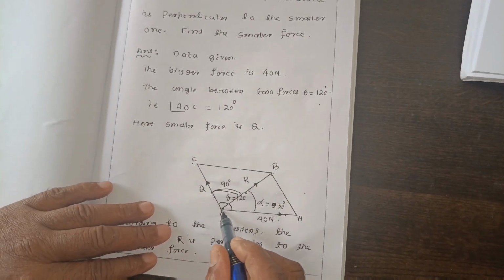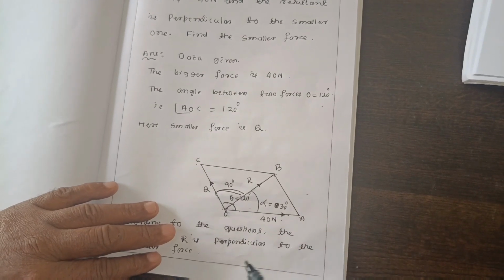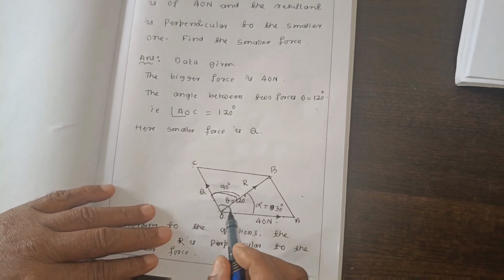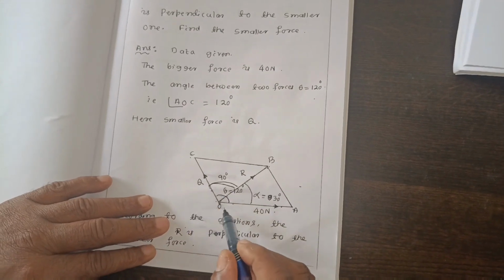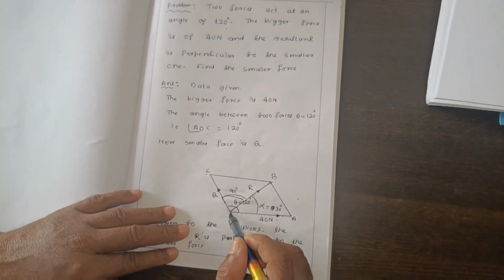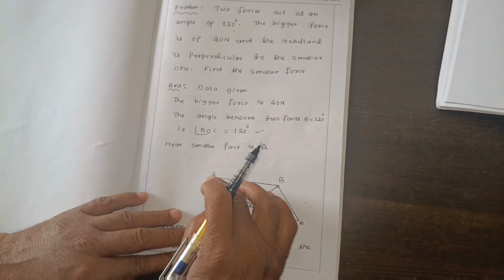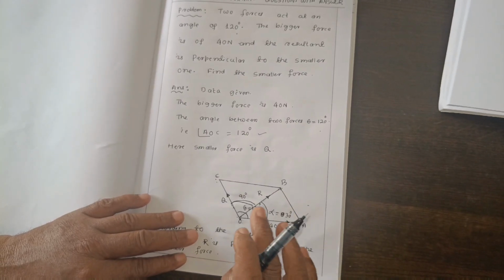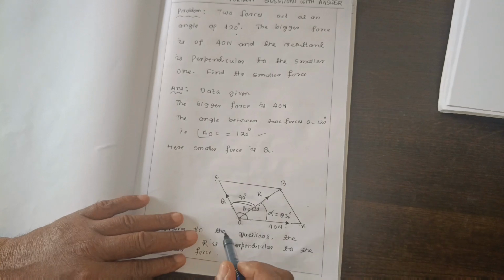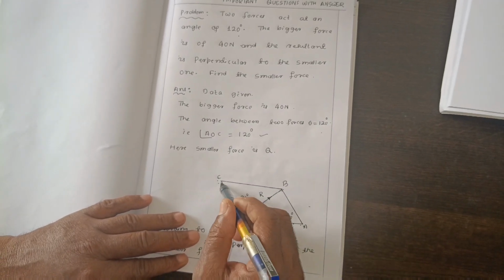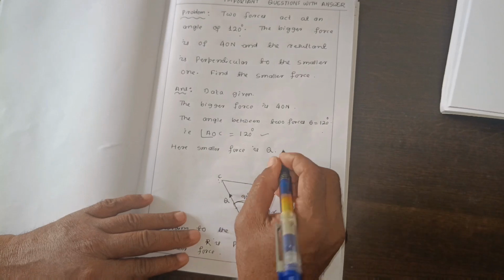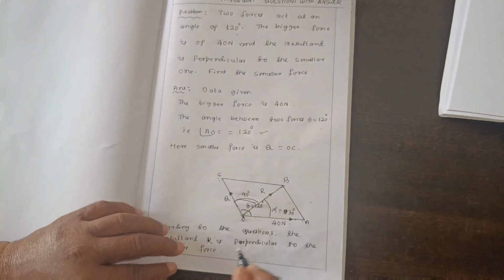First of all, the data given. Here the bigger force, that is OA, is equal to 40 Newton. And the angle between the two forces, OA and OC, is 120 degrees, that is AOC is equal to 120. Here the smaller force is Q, that is OC.